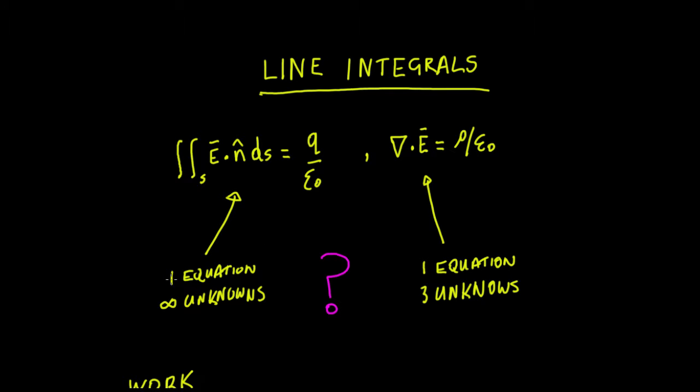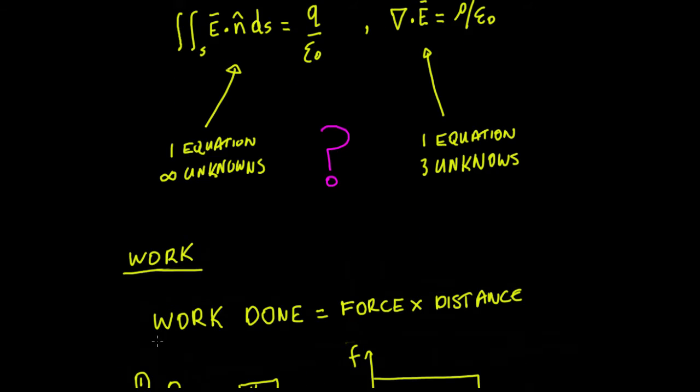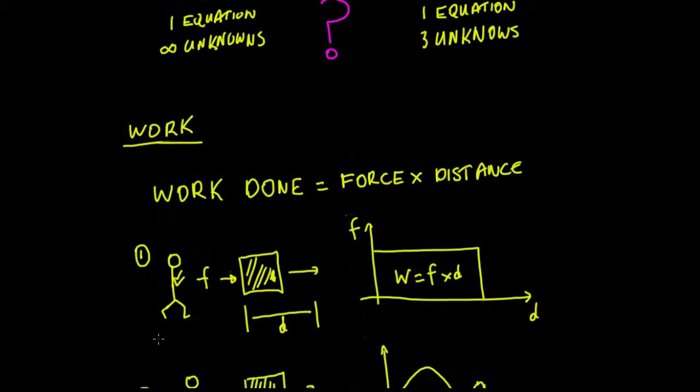So we started off with one equation and an infinite number of unknowns, and we progressed to one equation in three unknowns. But we're still in the process of trying to work out where we go from this point, with one equation and three unknowns. So that's the direction that we're going to take at the moment, and that's going to introduce us to ideas of line integrals and curl. So first of all, we're going to look at the idea of work.